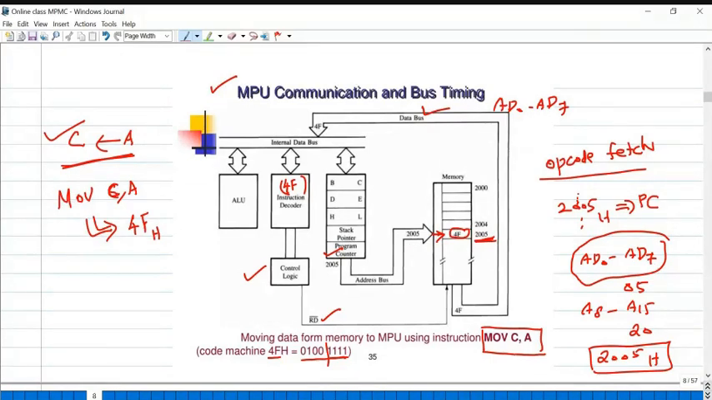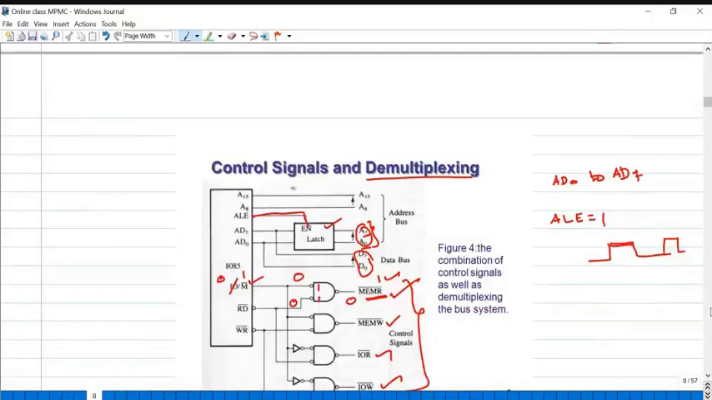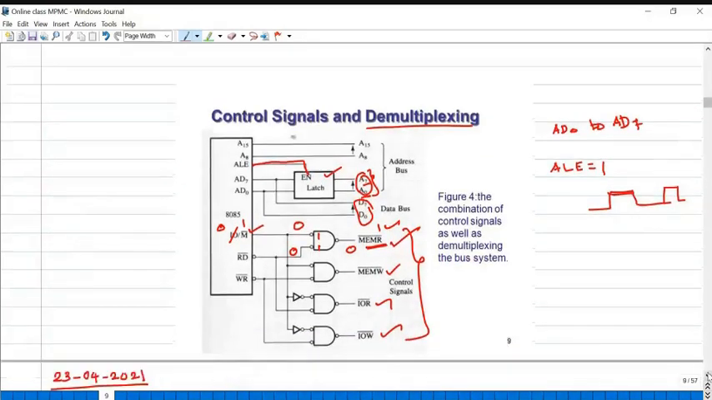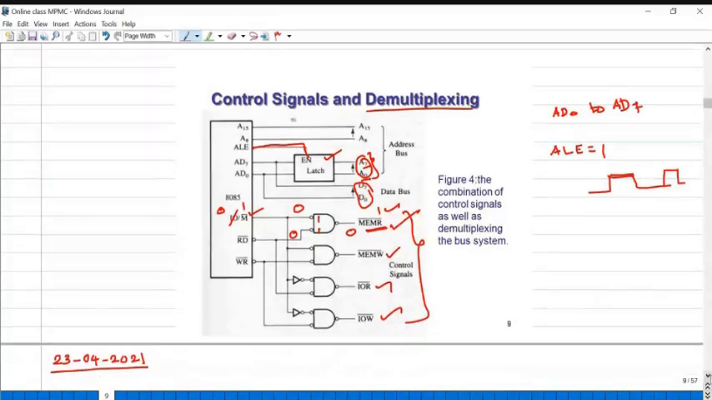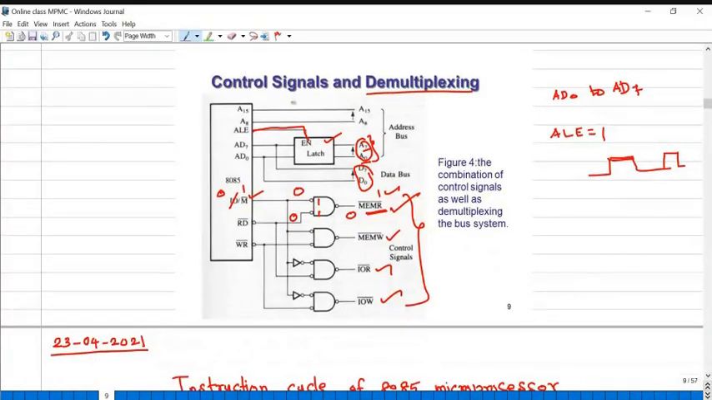For example, MOV C, A. The opcode 4F is stored in the address location 2005. What are the steps involved to fetch the 4F opcode from the memory? Then what are the various control signals generated by the 8085 microprocessor and its internal circuitry?